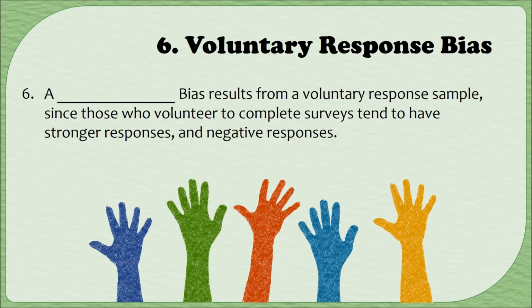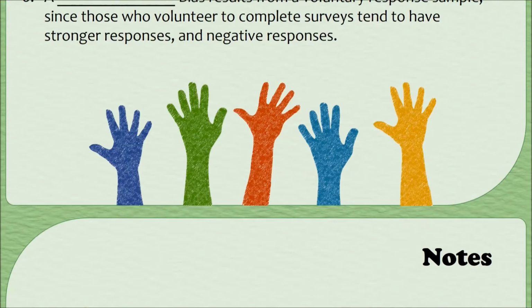And the last type of bias we're going to discuss in this video is voluntary response bias. This happens when you take a voluntary response sample. We talked about this earlier, but remember that when you take a voluntary response sample, the people who are most likely to complete the survey are those who have stronger responses, and more often than not, negative responses.